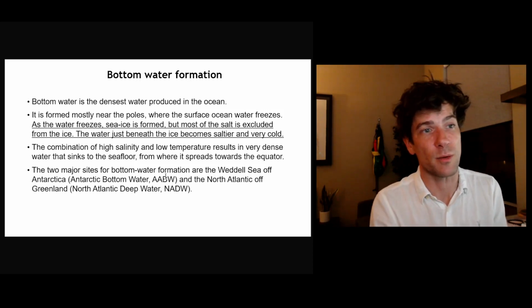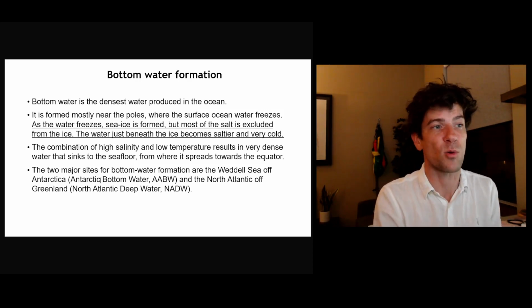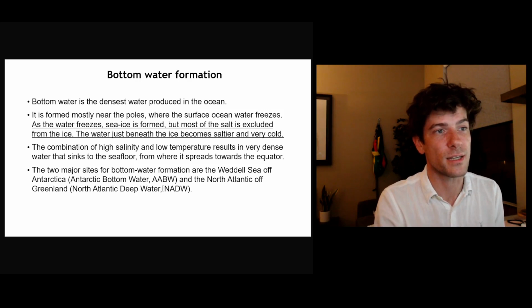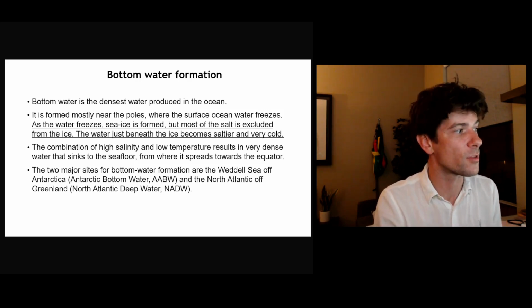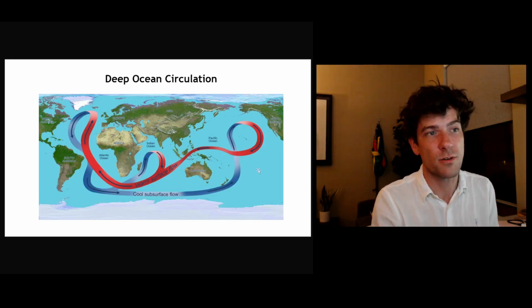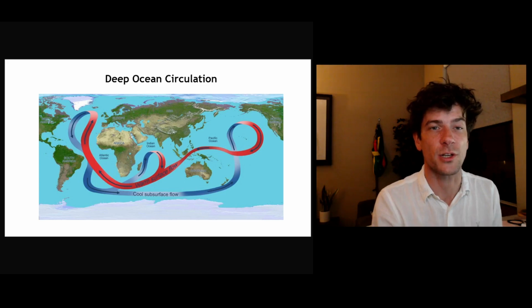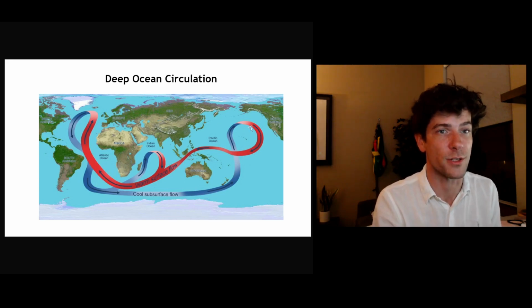There are a couple of really important sites where deep water forms. One is off the coast of Antarctica. We call it the Antarctic bottom water current. And the other one is in the North Atlantic. It's called the North Atlantic deep water current. And so the combination of surface and deep ocean circulation leads to this kind of conveyor belt-like circulation system for the global oceans. Okay.